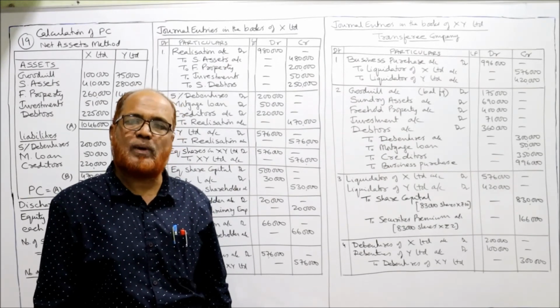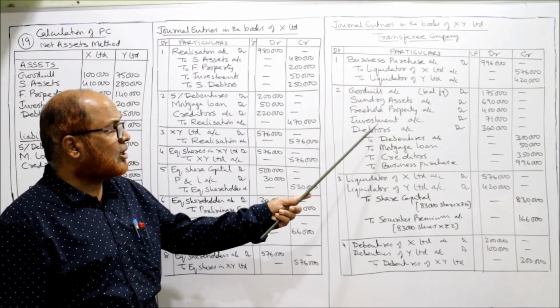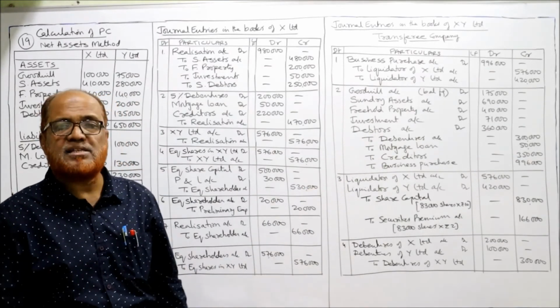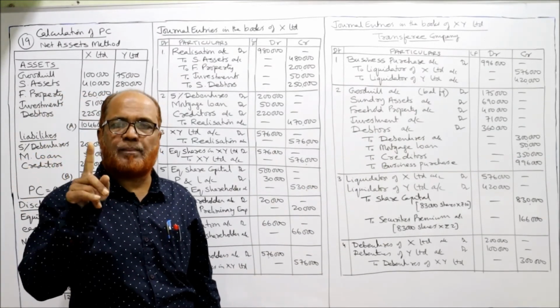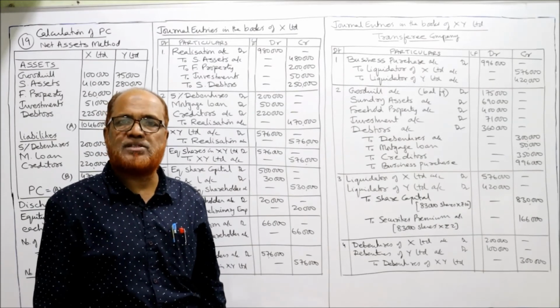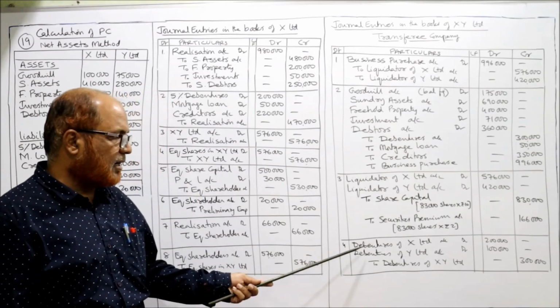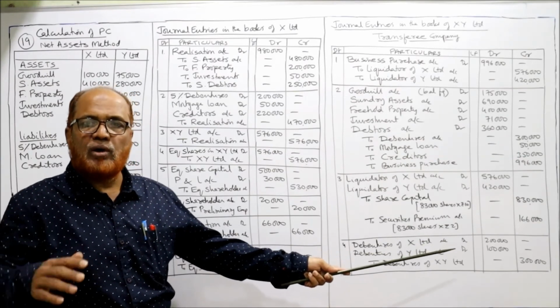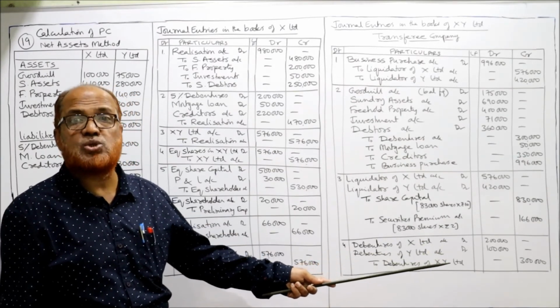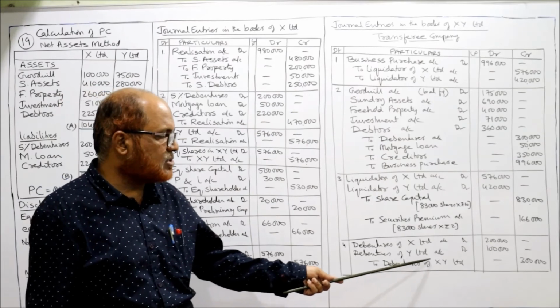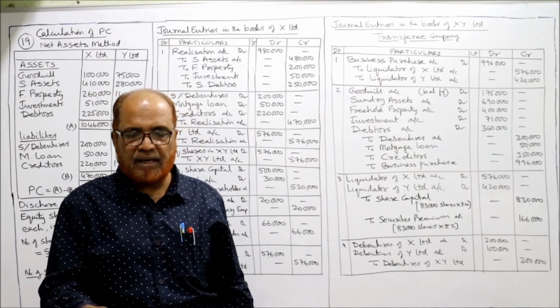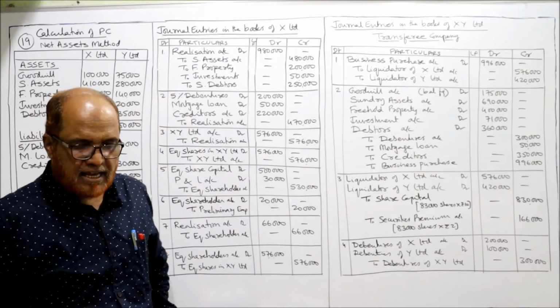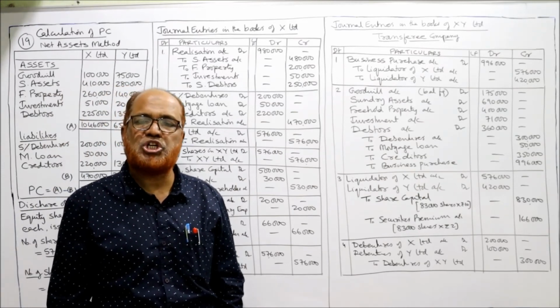Last and final entry, the debentures of the old companies are cancelled and new debentures are issued by XY Limited. Earlier, X Limited had debentures of 2 lakh rupees and Y Limited had 1 lakh rupees, so 3 lakh rupees of debentures have come. So we will debit debentures of X Limited 2 lakh, debentures of Y Limited 1 lakh. Now new debentures are issued by XY Limited: debentures of XY Limited 3 lakh. Being the old debentures cancelled and new debentures issued.